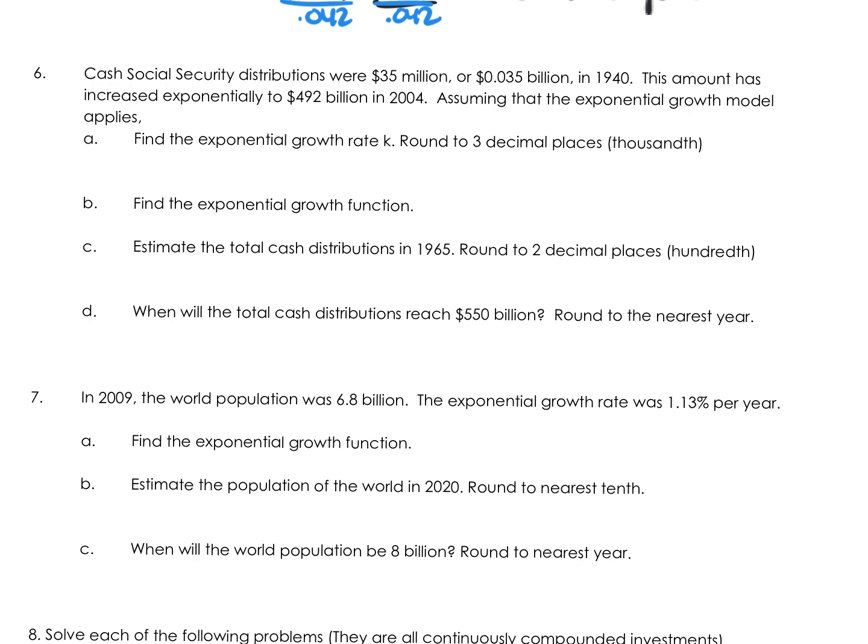Alright, so for this problem here, when I'm looking at this, I see cash Social Security distributions were 35 million or 0.035 billion in 1940. This amount has increased exponentially to 492 billion in 2004, assuming the exponential growth model applies. So this one's about money, but not about putting money into an account. So we need to go look at our equations.